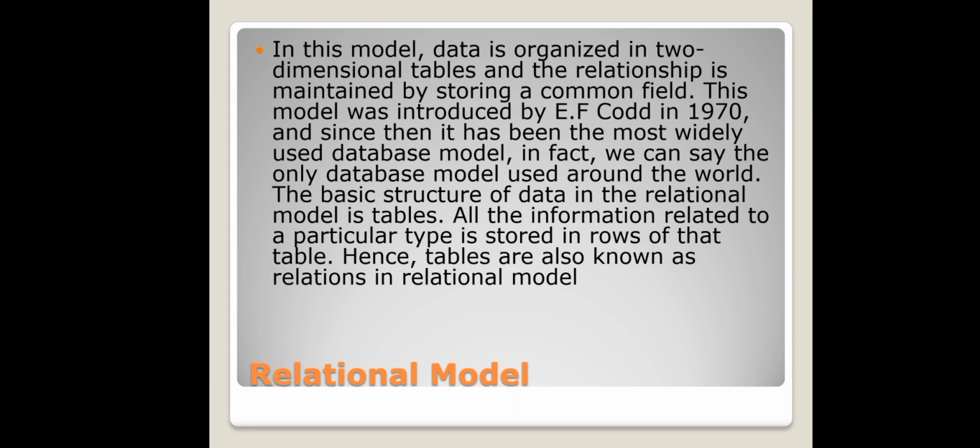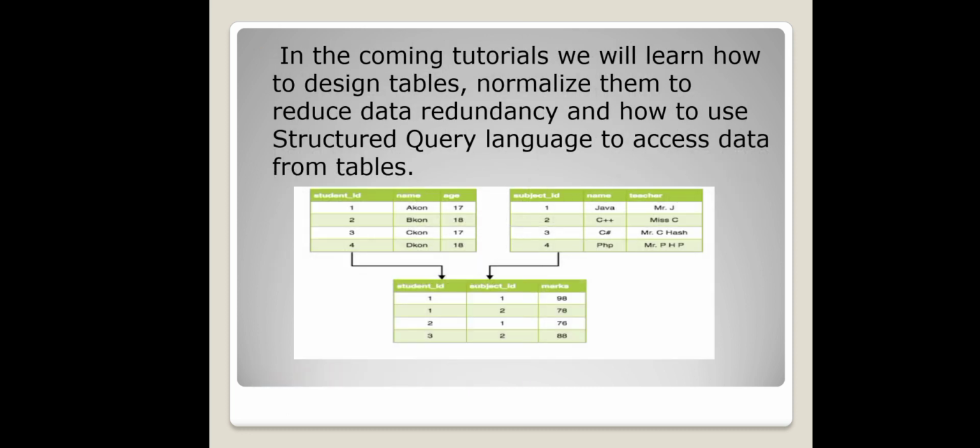The basic structure of data in the relational model is tables. All the information related to a particular type is stored in rows of that table. Hence, tables are also known as relations in relational model. In the coming tutorials we will learn how to design tables, normalize them to reduce data redundancy, and how to use structured query language to access data from tables.